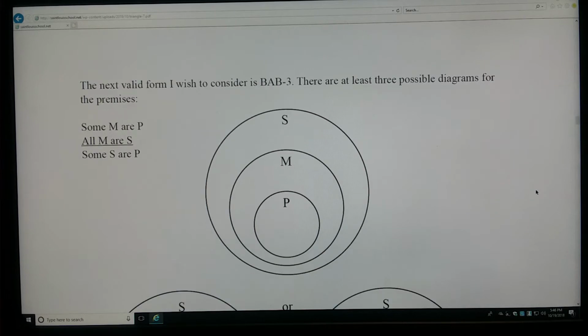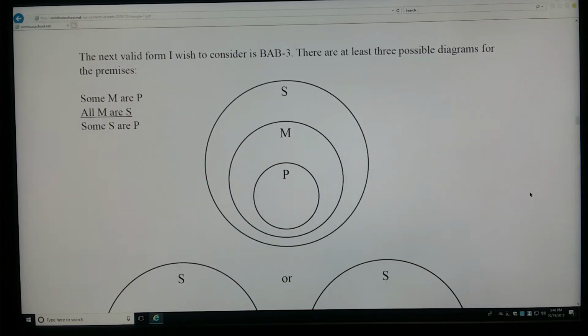Now the next form we want to talk about is BAB3. I don't want to give the impression that whenever there are multiple diagrams, the argument is automatically invalid. That isn't the case. Here we have at least 3 possible diagrams for the premises, but it's going to turn out that the conclusion follows in all of them.